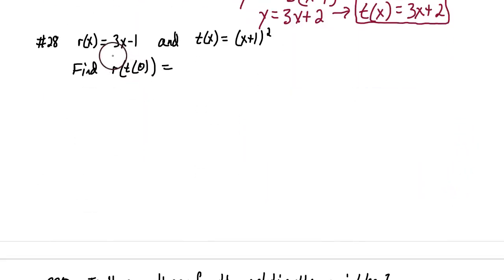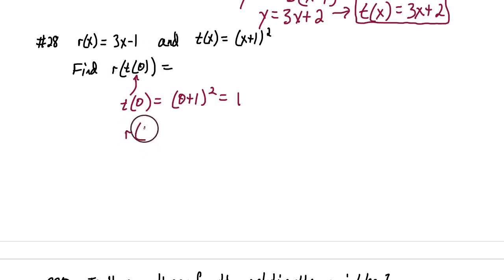Number 28. Here's a function rule for r and a function rule for t. And we're doing a composition of functions where you input one function into the other. Work from the inside out. First, figure out t of 0 by using the rule for t and substituting 0 in place of x. This makes 1 squared, which is 1. So this part inside the parentheses for r turns out to be a 1.